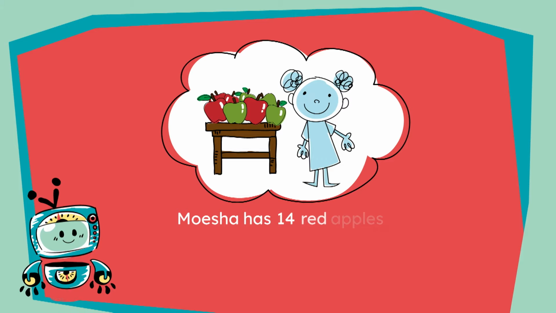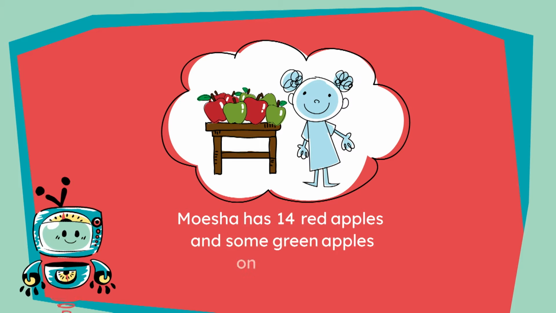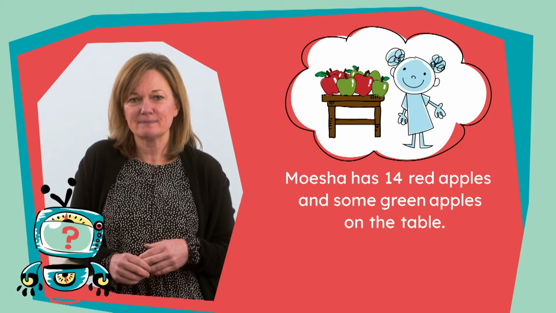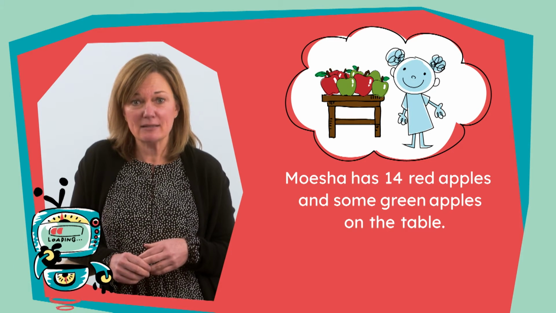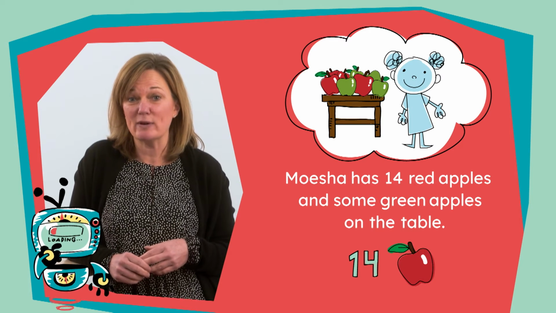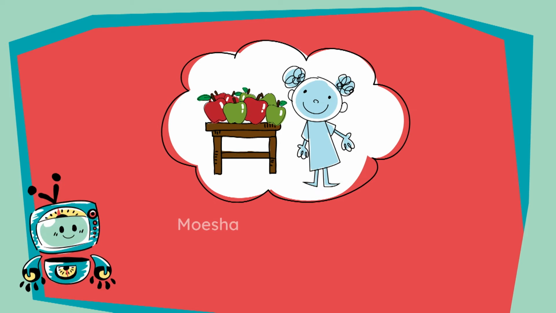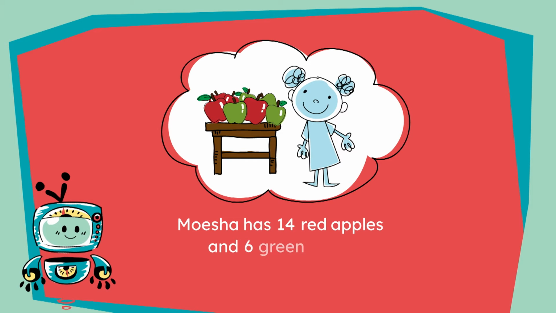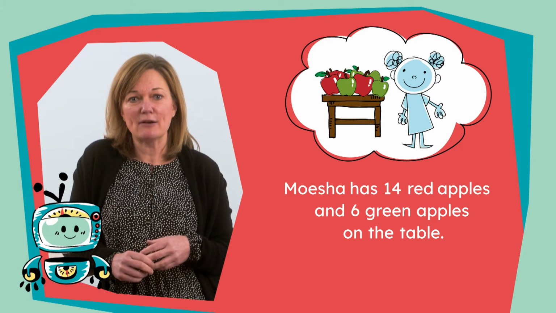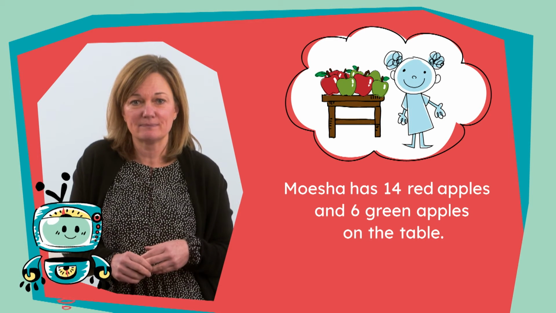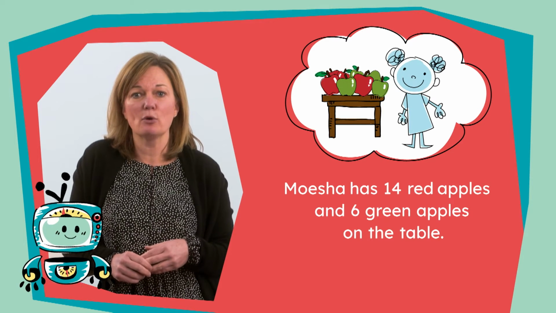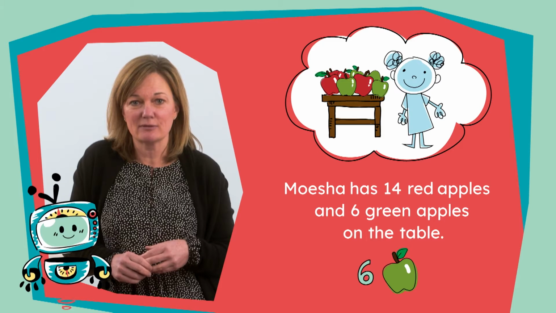Moesha has 14 red apples and some green apples on the table. What do we know now that we didn't know before? That's right. We now know that Moesha has 14 red apples. Let's keep reading. Moesha has 14 red apples and 6 green apples on the table. What do we find out now that we didn't know before? You are so right. We now know that Moesha has 6 green apples.